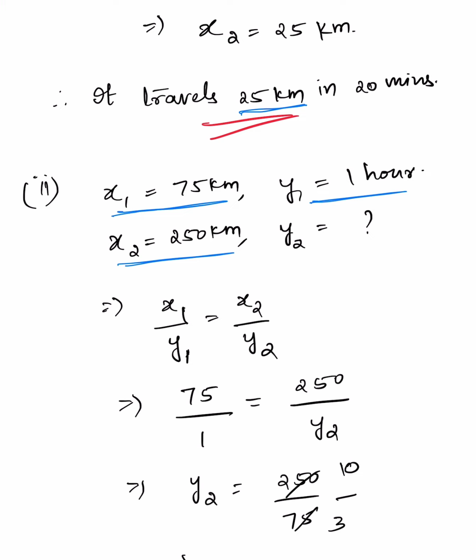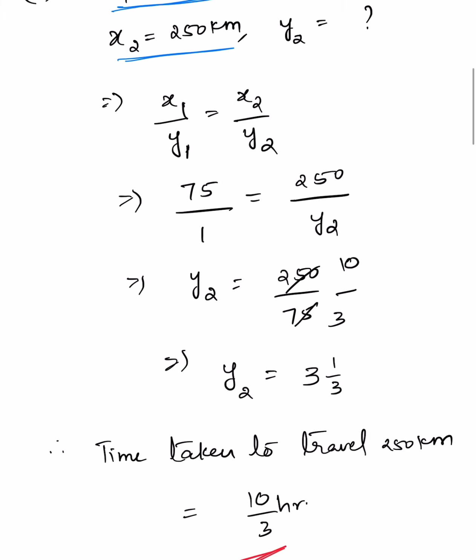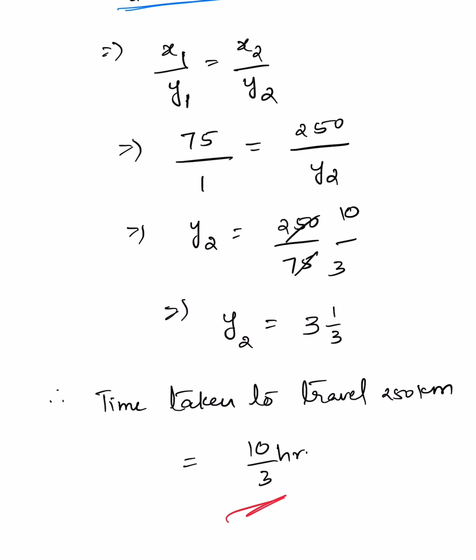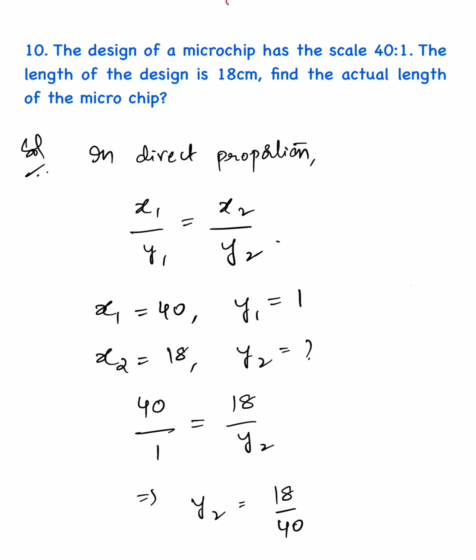So, x1 by y1 equals x2 by y2 in direct proportion. 75 by 1 equals 250 by y2. y2 equals 250 by 75, which is equal to 10 by 3. So, time taken to travel 250 km is 10 by 3 hours. This is the answer.